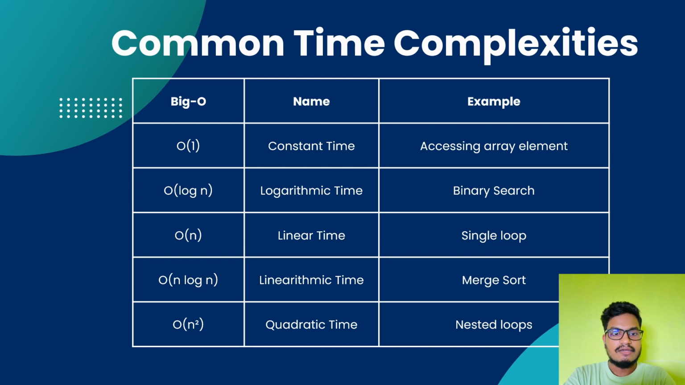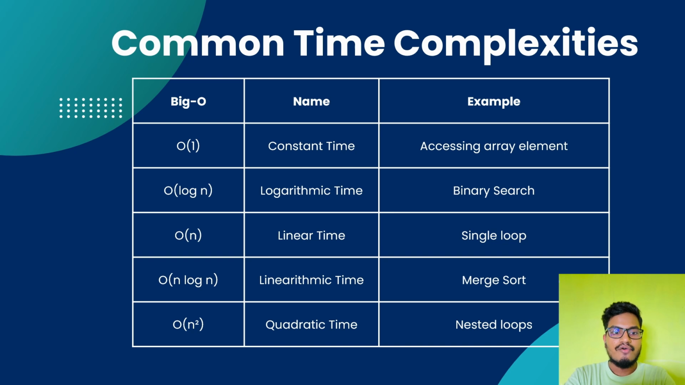Next, O of log n, logarithmic time. This occurs in algorithms that divide the input in half each time. Example, binary search. If you have 1000 items, binary search will find the result in about 10 steps, because 2 to the power 10 equals 1000. It's fast and powerful, but only works on sorted data.